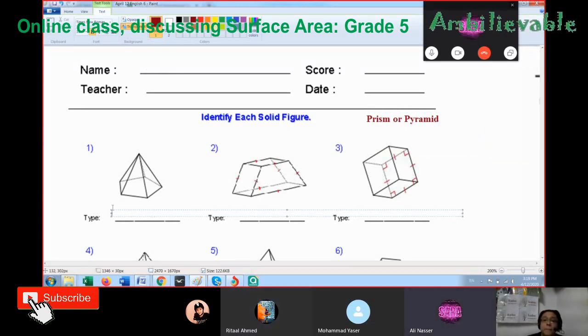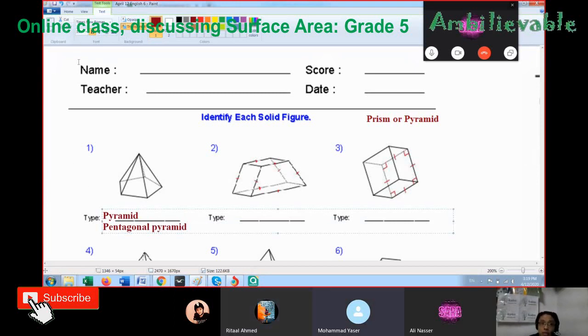Number one. What is number one? It is a pyramid. Number one is a pyramid. And what is the name of the figure number one? Pentagonal pyramid. Okay, you have to remember. It is a pyramid and a pentagonal pyramid. So that would be your two answers. Did you get it?